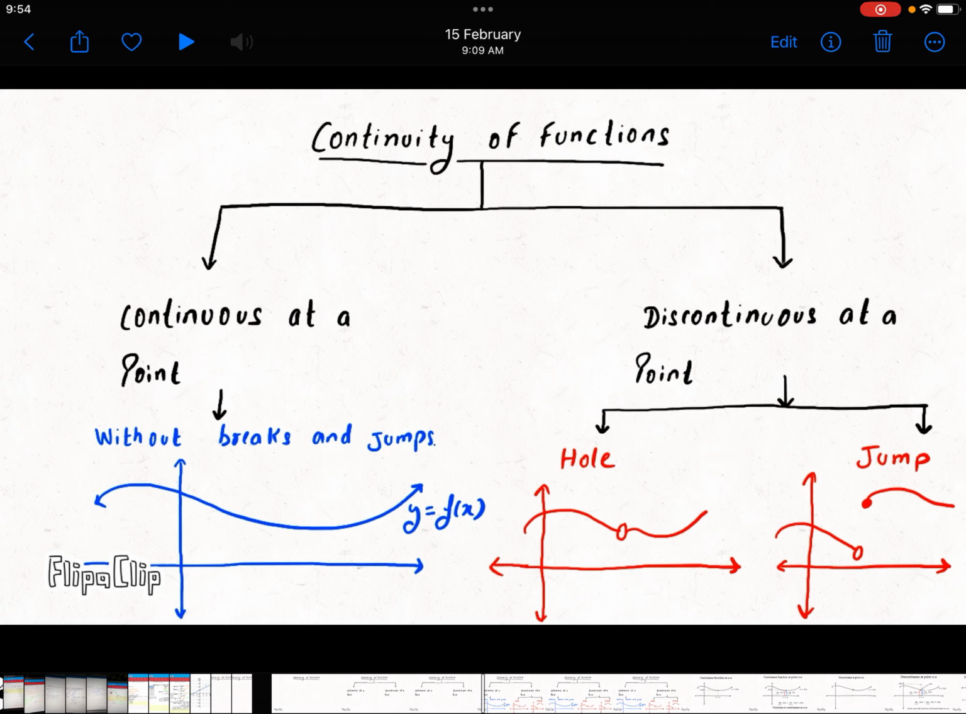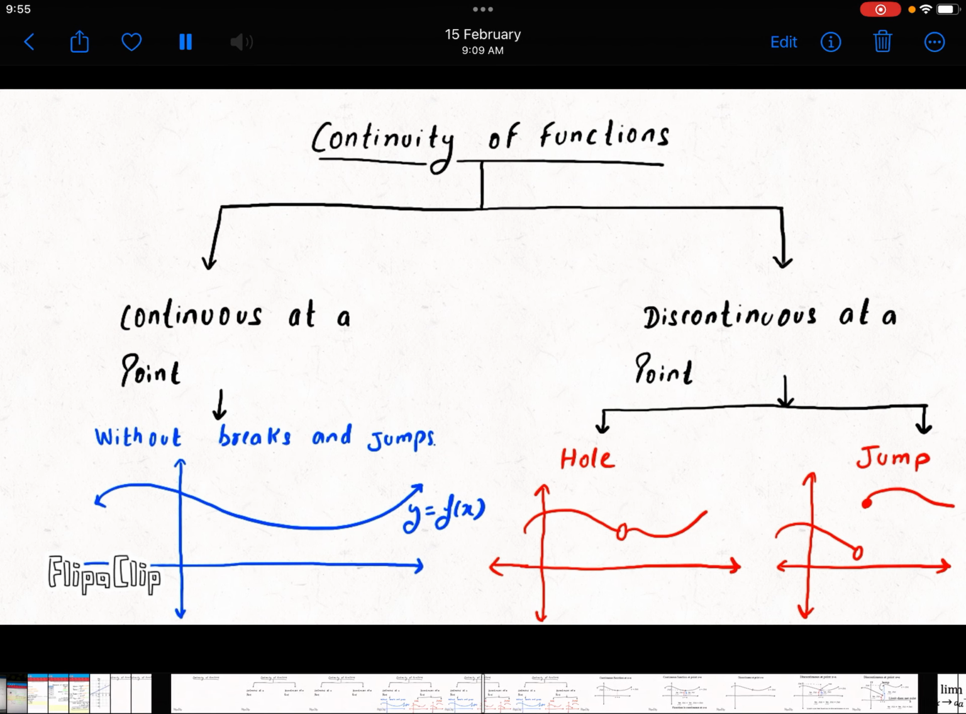And a discontinuous function, on the other hand, can be of two types. It can be a hole or it can be a jump. Let us see at what condition we can say that a function is continuous at a point or discontinuous at a point.